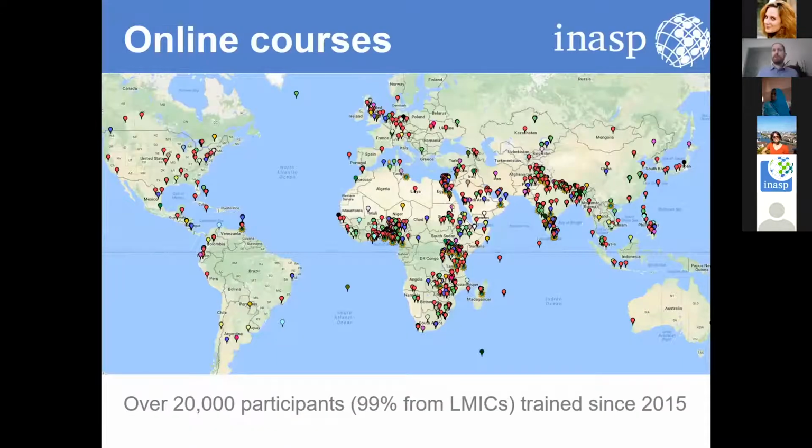This is a map from one of our online courses, just to show what the global distribution can sometimes be on our MOOCs. So it really is truly global. With this particular course, I think maybe from a couple of years ago, it shows that there was a lot of interaction from Southern Africa, from South Asia, but generally speaking, from all over the world. So we've trained over 20,000 researchers since 2015 using these online courses, and I'll mention in just a moment what's actually included in those online courses.